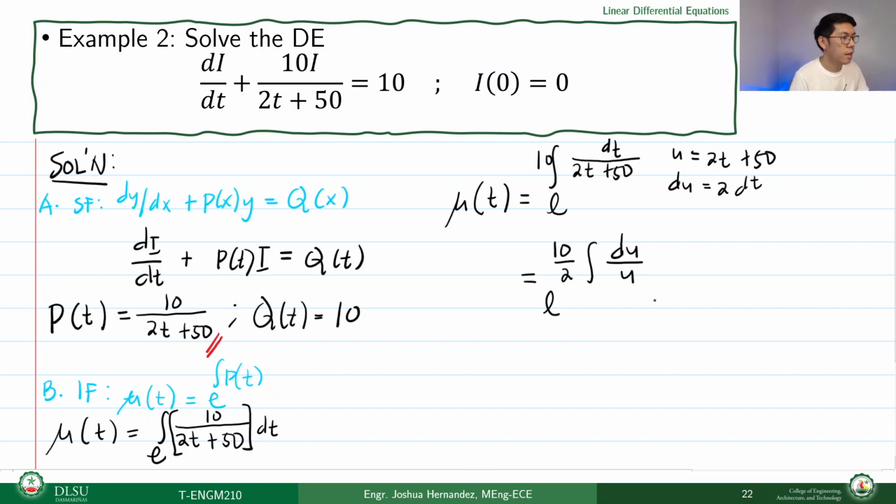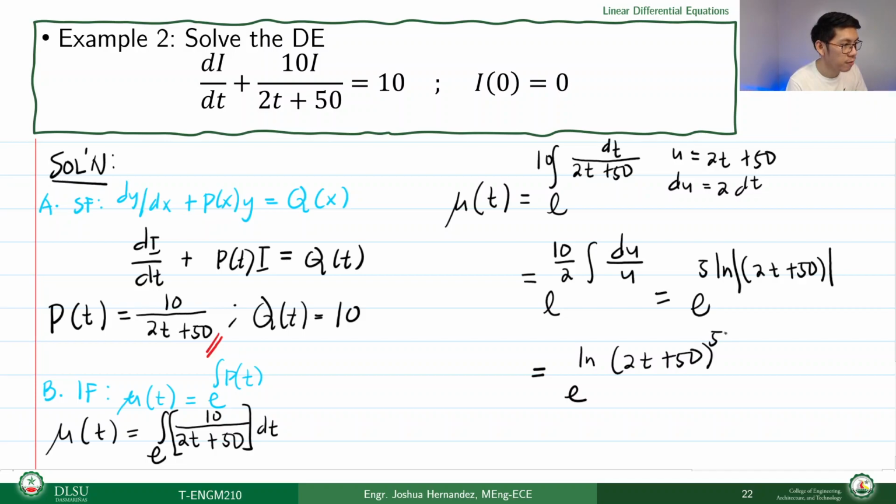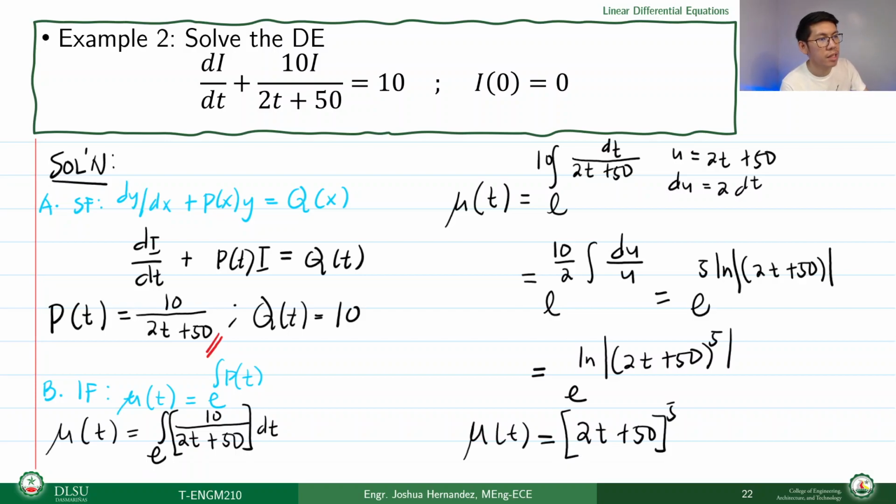Okay. And we know that this is going to be e raised to 5 multiplied by ln of 2t plus 50. Now, by properties of logarithms from our high school algebra, the 5 here could be an exponent to this function. So this will become ln of 2t plus 50 raised to 5. And we know that when the natural logarithm is raised to e, it cancels out and becomes mu of t, which becomes 2t plus 50 raised to 5. So, meron na tayo ng ating mu.